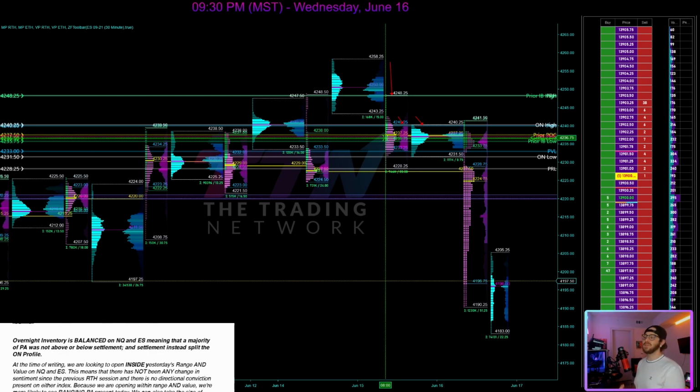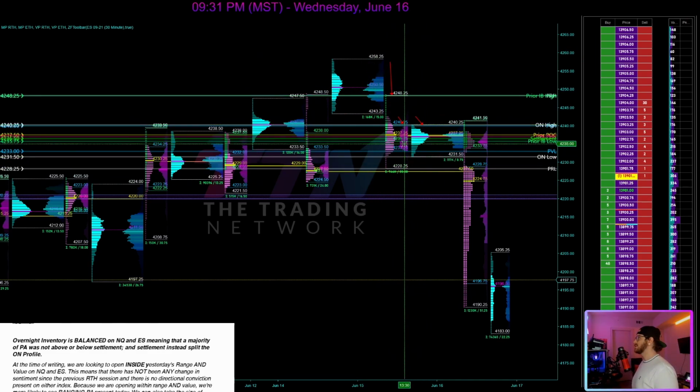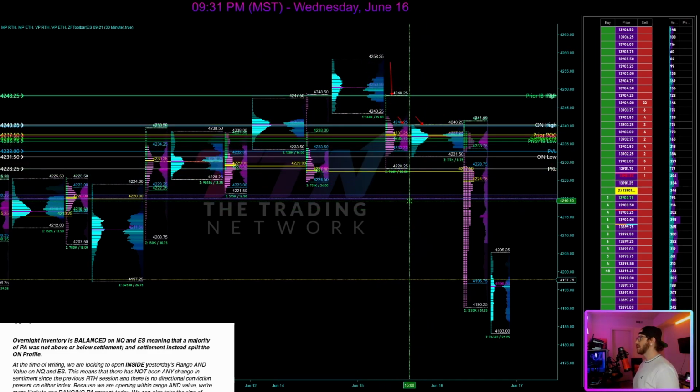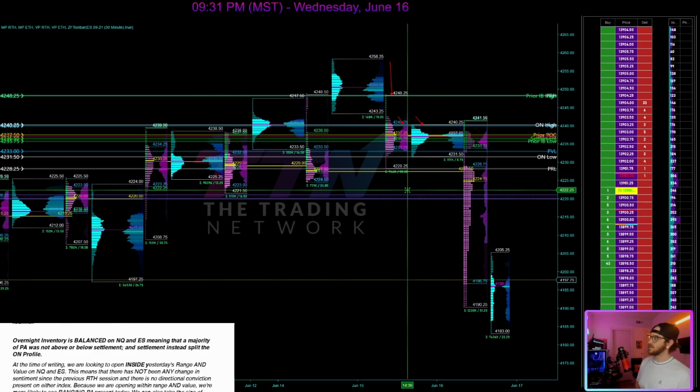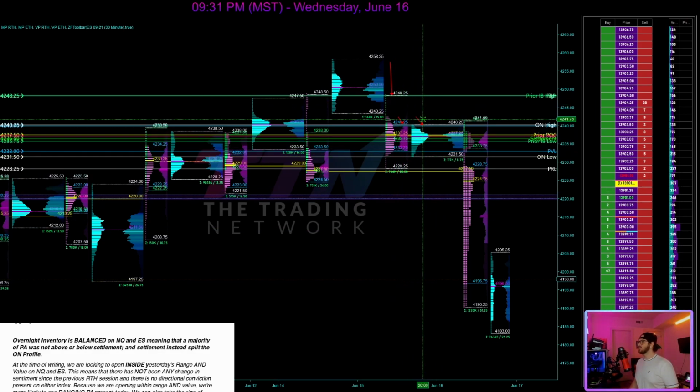Because we were opening within the range and value from the previous session, we were more likely to see ranging price action today. We can also take the size of yesterday's range and superimpose that over an extreme from yesterday to give us a potential of today's range size once again. So we got, as you guys see, a much larger extension than yesterday's range size. So that, in this case, would have worked for a bit of a measured move, which I'll show you guys here.